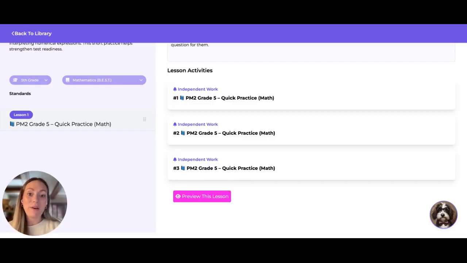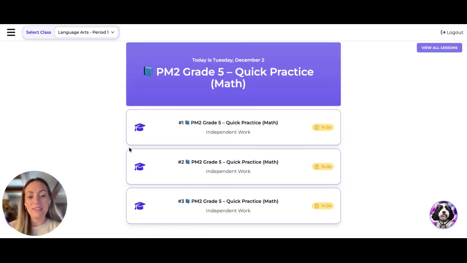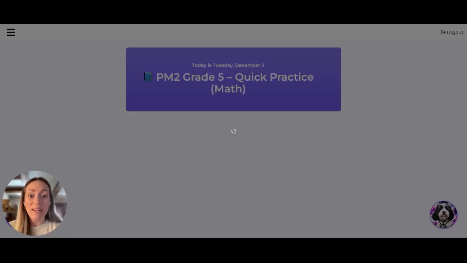So let me show you now what this will look like on the student side. So here is an example of the PM2 grade 5 quick practice for math. You can see there's the 3 quick practices for students to work on. You could also lock these one at a time, release them to students, depending on how you want your students to engage with these practices.